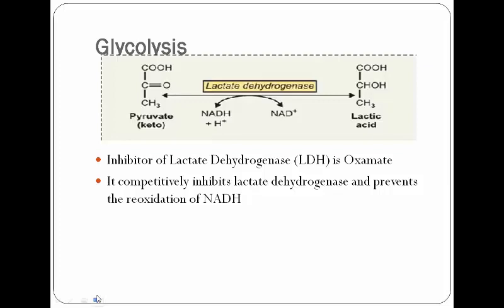Lactate dehydrogenase can be inhibited if oxamate is present, as we are discussing inhibitors with the reactions. So here oxamate is responsible for inhibiting the enzyme lactate dehydrogenase. So the reoxidation in this process is also inhibited, and the process of glycolysis in the anaerobic phase is stopped.